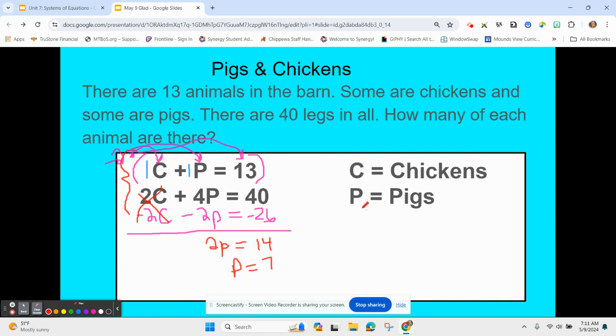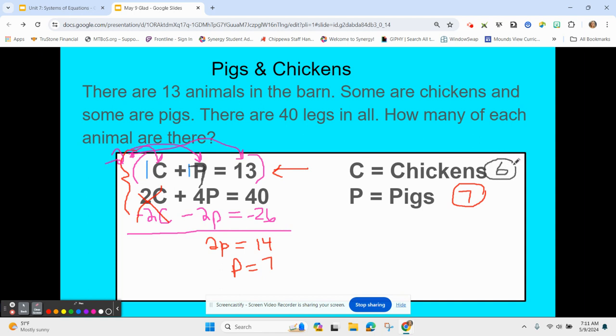So right over here, I'm going to say the number of pigs is 7 because I have just found out P equals 7. And once I've got the number of pigs, I can go back into my original equation. Actually, I could use any, but I kind of like this top equation because it's very simple. So if the number of pigs is 7, I know that the number of chickens plus 7 has to equal 13. So what number plus 7 gives me 13? It's got to be a 6.